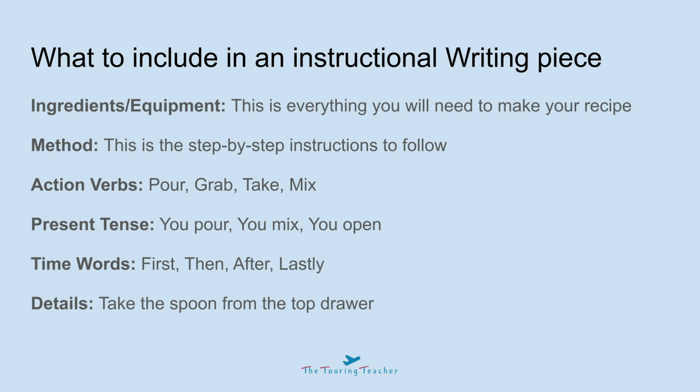So what do we need to include in instructional writing? We need to have our ingredients and equipment list. This is everything you will need to make your recipe. Then you need to have the method written down. This is the step-by-step instructions to follow. We need action verbs like pour, grab, take, mix. It needs to be present tense. You pour, you mix, you open. We need to use time words like first, then, after, lastly, and we need to have lots of details. Something like take the spoon from the top drawer rather than get a spoon.